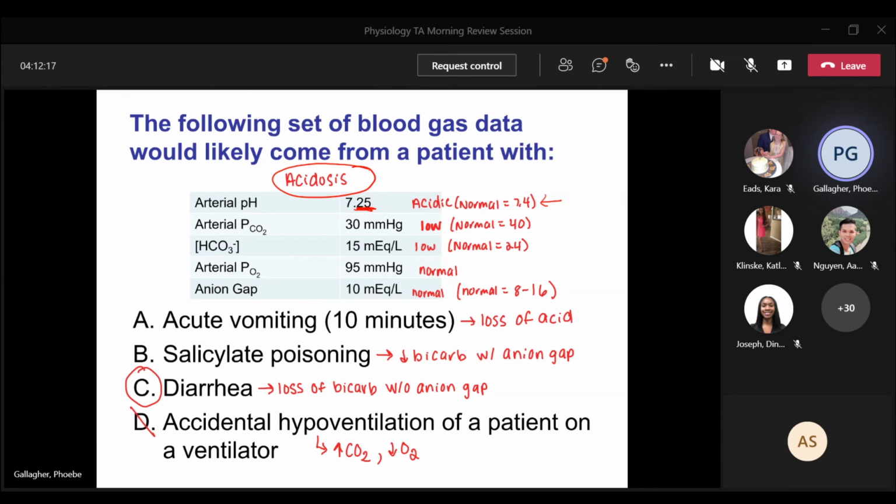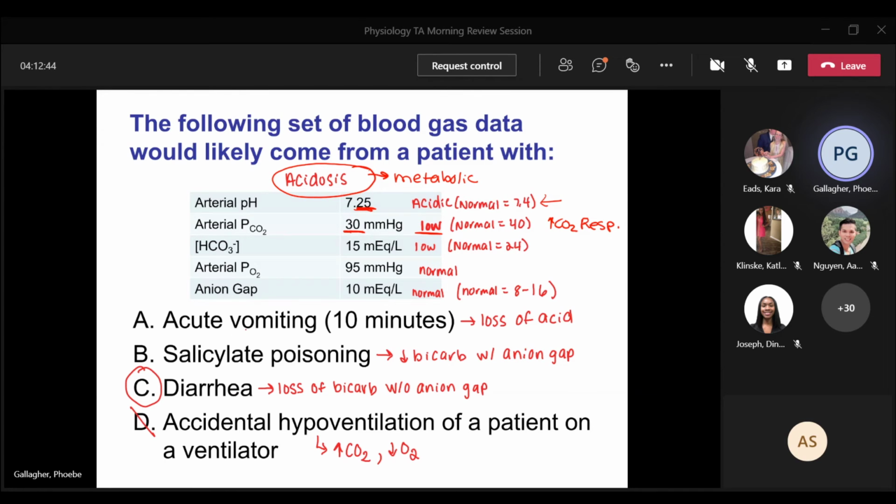So in order to rule out whether it's respiratory or metabolic, we then want to look at our CO2 levels. So our CO2 levels are low, meaning that it cannot be respiratory alkalosis or acidosis, because respiratory acidosis would lead to a high CO2. So we therefore know it has to be metabolic acidosis.